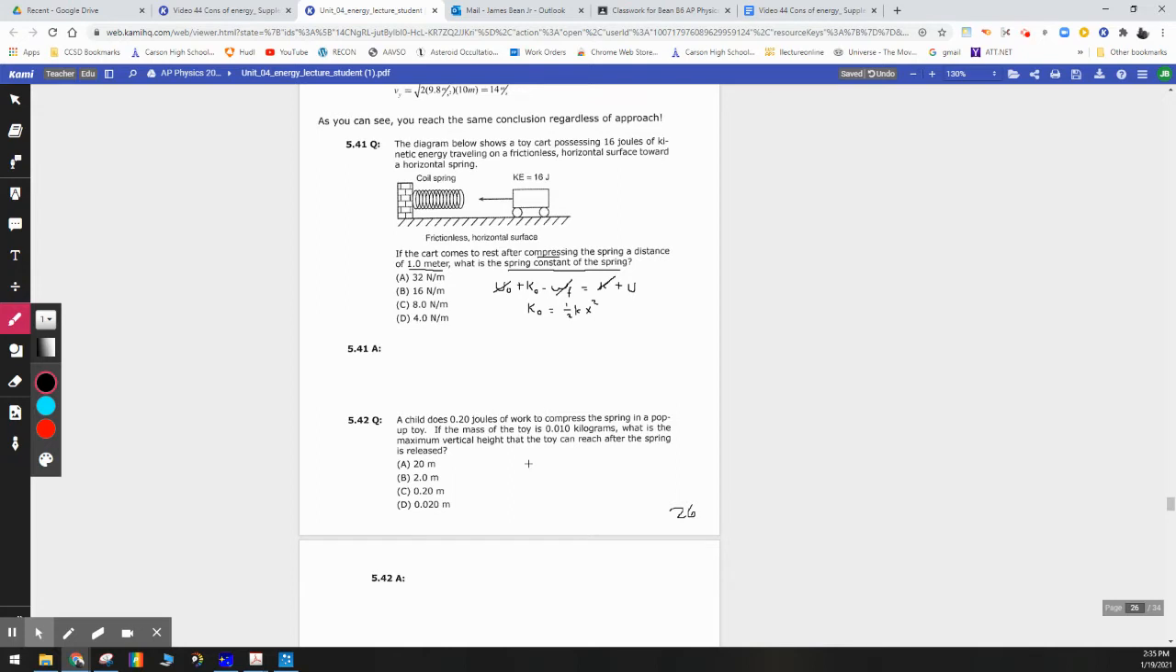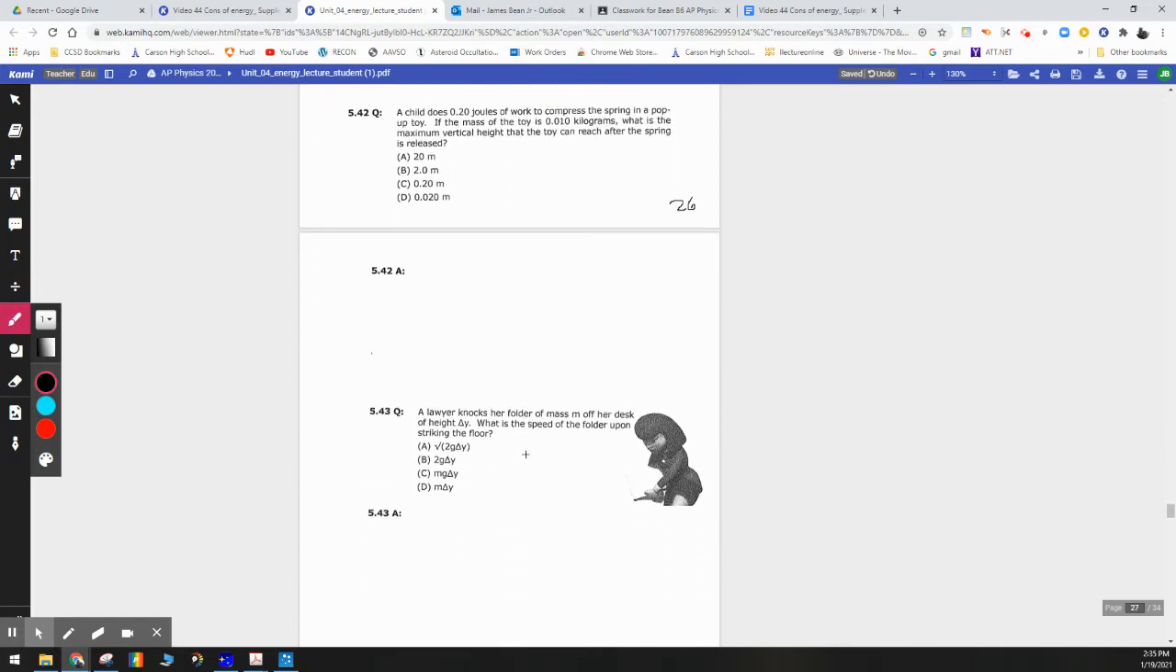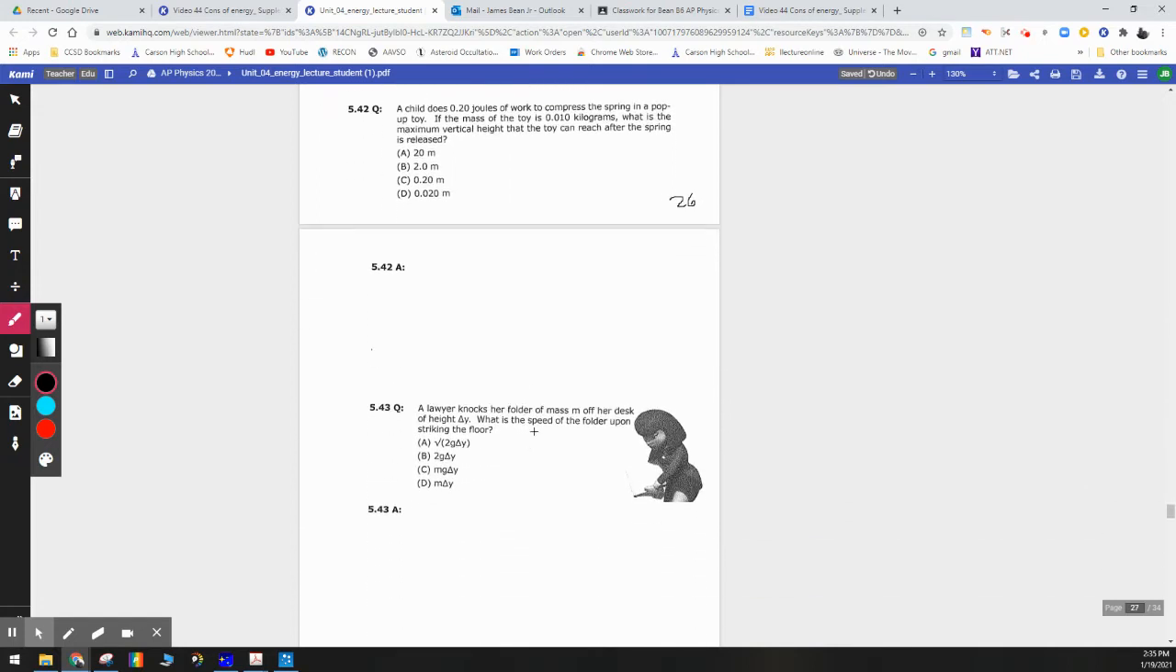5.42. A child does 0.2 joules of work to compress the spring in a pop-up toy. If the mass of the toy is 0.01 kilograms, what is the maximum vertical height that the toy can reach after the spring is released? So it's compressed, then it's popped up. Let's take a look at the approach here.